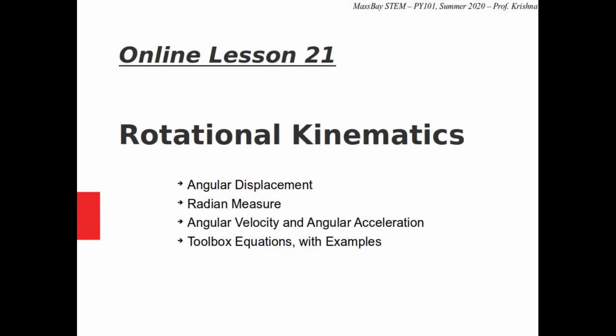This video introduced the variables of rotational kinematics. We introduced the concepts of angular displacement, angular velocity, and angular acceleration, and saw they were closely related to their linear counterparts. Even the toolbox equations are closely related to their linear counterparts. In the next videos, we will look into how to weave mass and force into rotational motion.